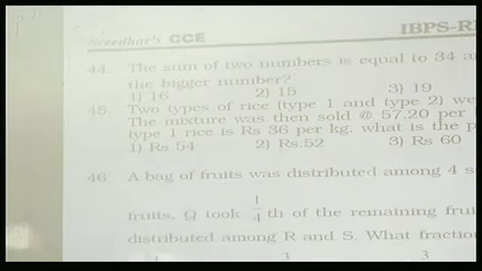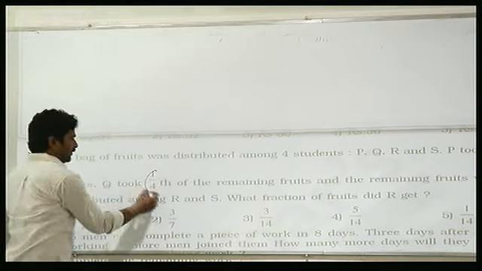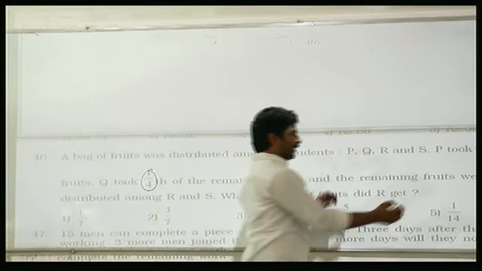A bag of fruits was distributed among 4 students P, Q, R, S. P took 3/7 of the fruits and Q took 1/4 of the remaining fruits. And the remaining fruits were equally distributed among R and S. What fraction of fruits did R get?